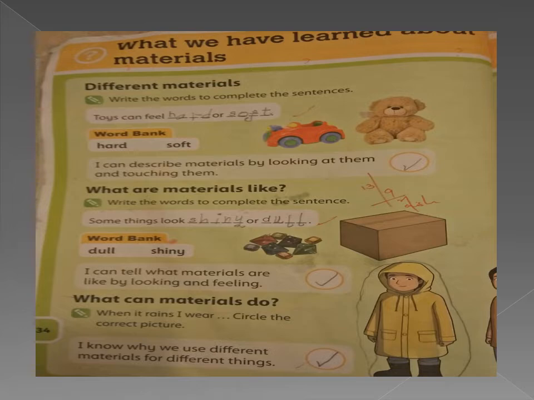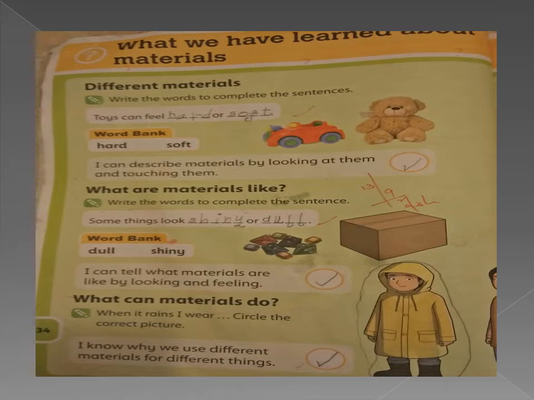What are materials like? Write the words to complete the sentence. Some things look dash or dash. As you can see, the first thing is the diamond. So diamond is very shiny. Some things look shiny or dull. The box is dull, so you will write dull here. Some things are very shiny and the other things are dull.